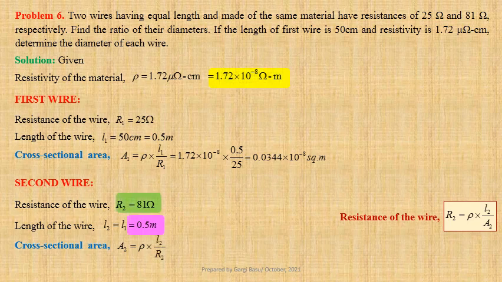Using values we get 1.72 into 10 to the power minus 8 into 0.5 by 81. That gives us 0.010617 into 10 to the power minus 8 square meter.